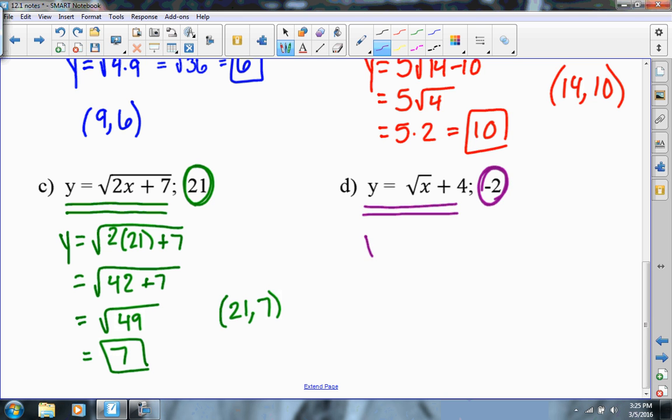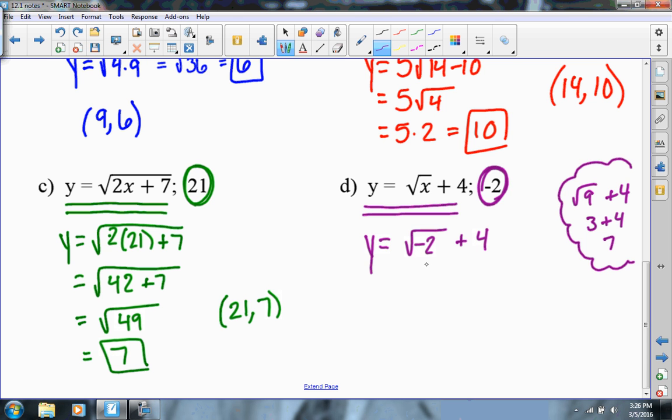Now actually there's two parts that are going on in this problem. We've got the square root of negative 2 plus 4. Now if this had been the square root of 9, we could have taken the square root of 9, which is 3, and we could have added the 4 to it, and we could have gotten an actual value. Okay? So we wanted to try and simplify that square root first. So that would have been another way that the problem could have worked out. But here they gave us a negative value to substitute in for our radical. And remember back to chapter 9, we can't take the square root of a negative number. It's no real solution.